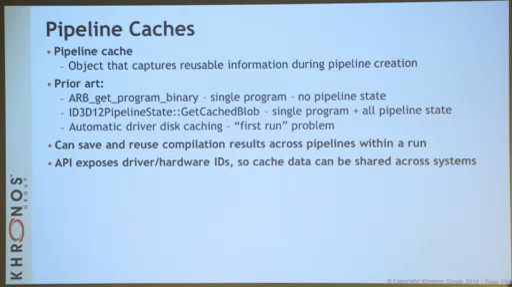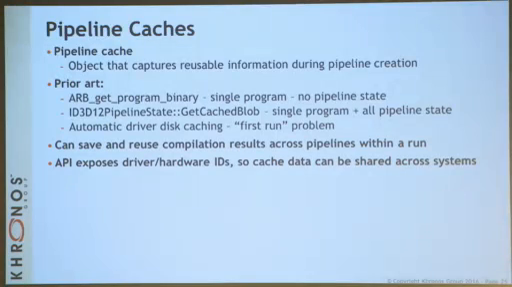But the automatic disk caching has the first run problem. The first time you run an application, you haven't seen the shaders before, they're not in the cache, and you stutter each time shaders get compiled. So pipeline caches attempt to address that by not only offering reuse within a run, but also being able to save it out, reuse it on a second run, or even share it on another system.